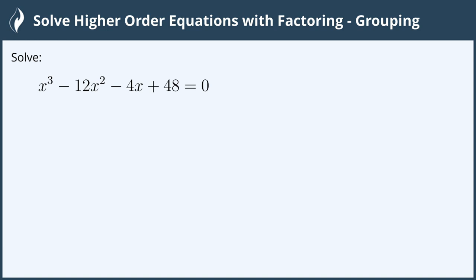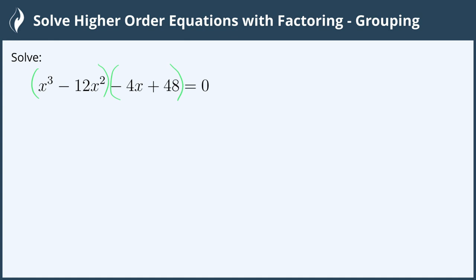When we have more than three terms, more than a trinomial, in this case we have four, the only way we can solve or factor these is by grouping. And we group the first two and the second two.